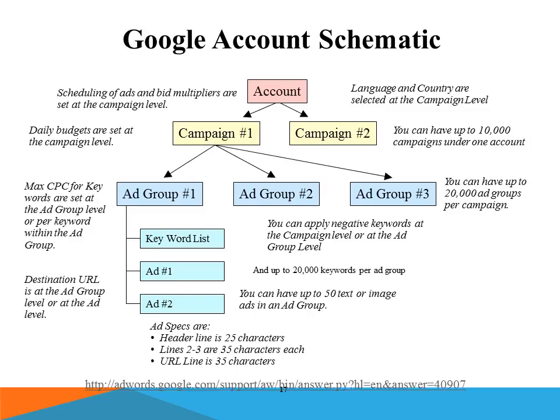Under your account, you could be running up to 10,000 different campaigns. So keep in mind, this is great for agencies. Under a campaign, you could have up to 20,000 ad groups per campaign. Within an ad group, we're talking about up to 50 different image or text ads and up to 20,000 keywords per ad group. So it makes it really effective to manage a lot of different campaigns and clients.